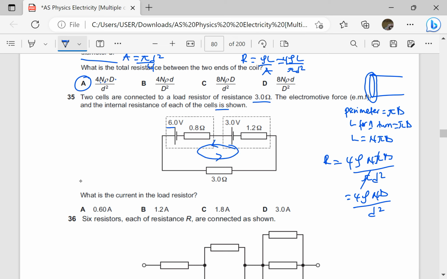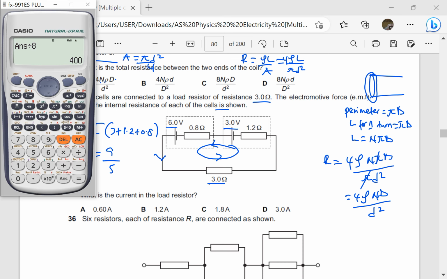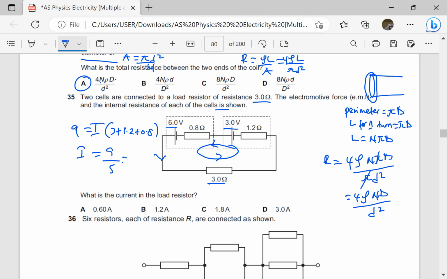Sum of EMFs is 6 plus 3, that is 9. Sum of PDs, this is 3. Of course, the current is the same, so I'll say I into 3 plus 1.2 plus 0.8. So it means I is going to be 9 divided by, that is 2, and 3, that is 5. 9 over 5, which is 1.8. So this is 1.8 amperes. So the answer is C.